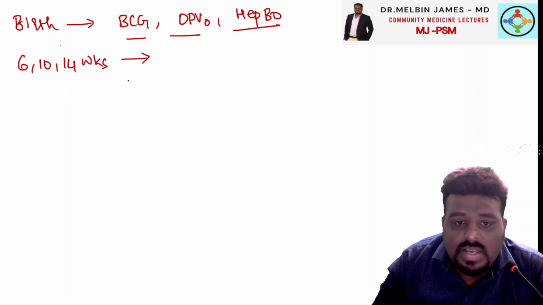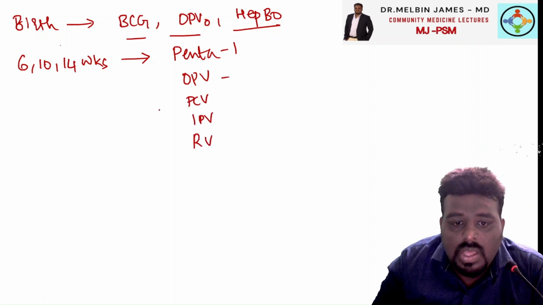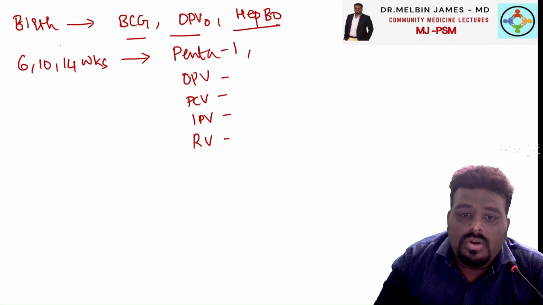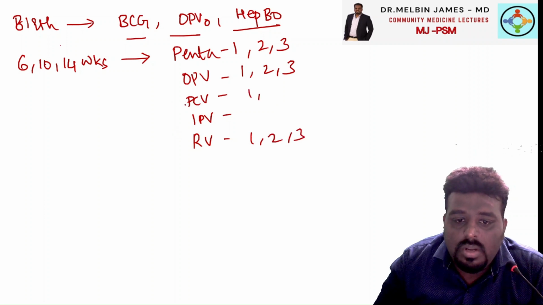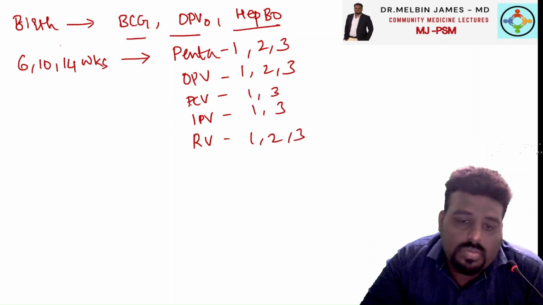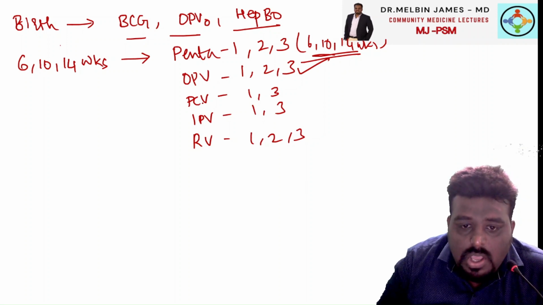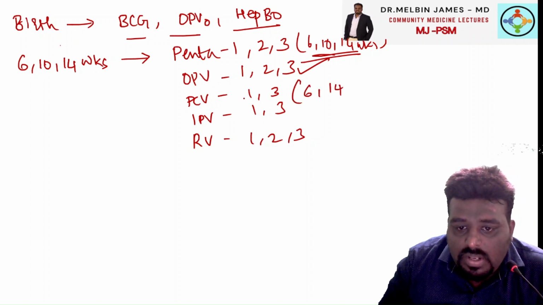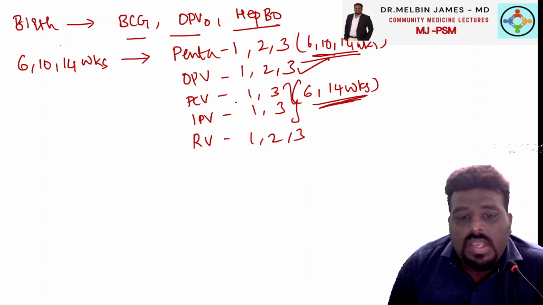What vaccines are we giving? We are giving 5 vaccines: Penta 1, OPV, PCV, IPV, and RV. Penta, OPV, and RV are given as 1, 2, and 3, that is at 6, 10, and 14 weeks. But PCV and IPV are only 1 and 3, which means they are given only at 6 and 14 weeks. So remember, 1 and 3 applies to PCV and IPV.